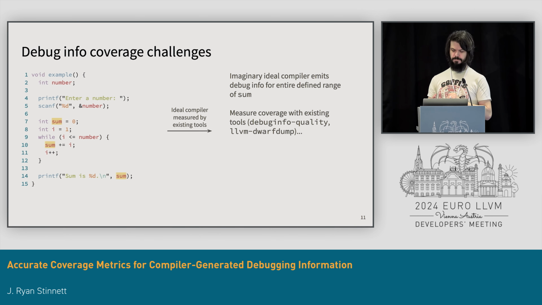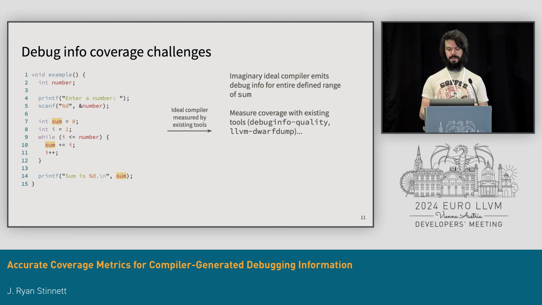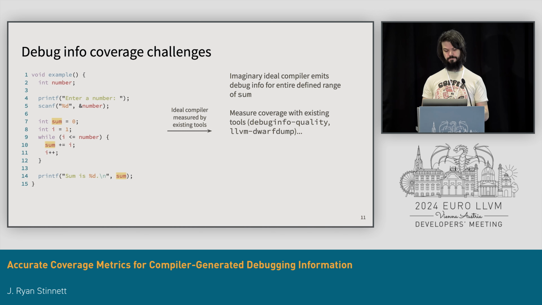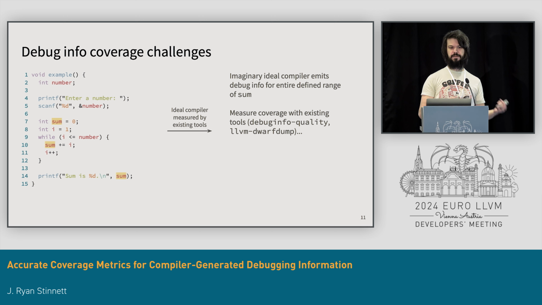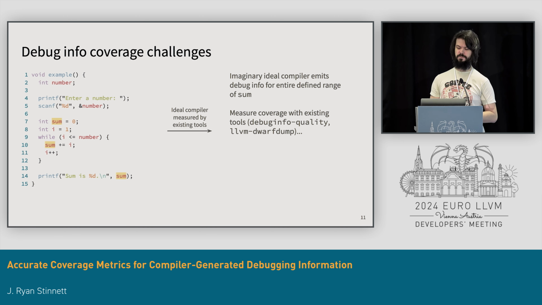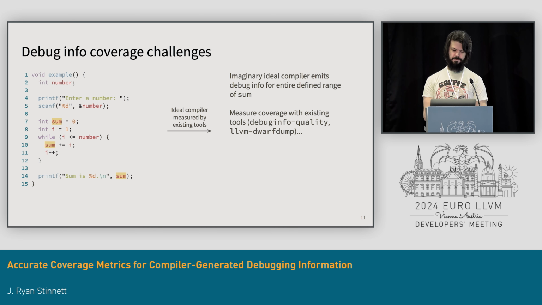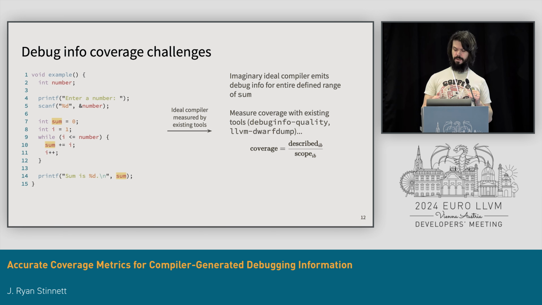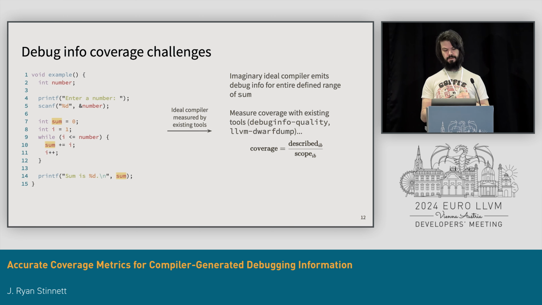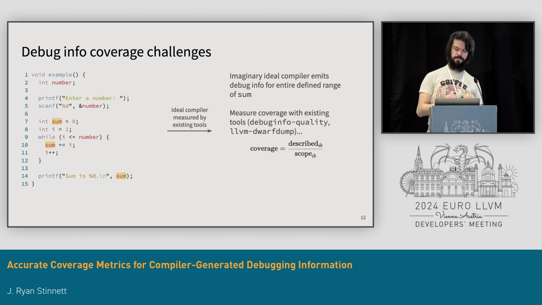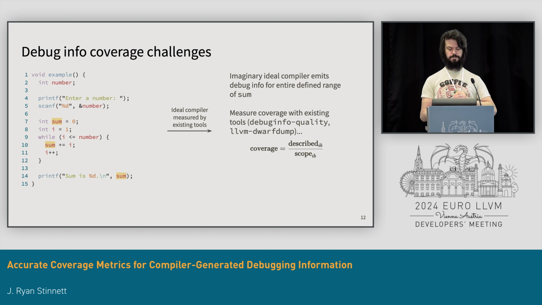So if we take a look at what an ideal compiler might output for this and measure it by some existing tools. There's a variety of tools already that do measure coverage. There's a tool called Debug Info Quality. LLVM DwarfDump itself has a statistics view that will take in the DWARF debug info and output some debug info coverage stats. So if we look at what those existing tools will do, they measure coverage by looking at the instruction bytes for the function and measure the described instruction bytes over the scope of the variable.